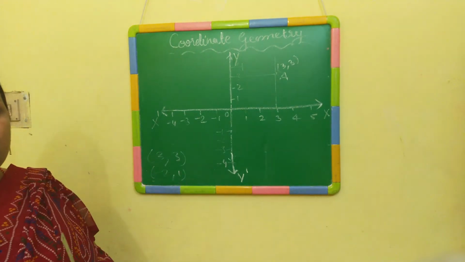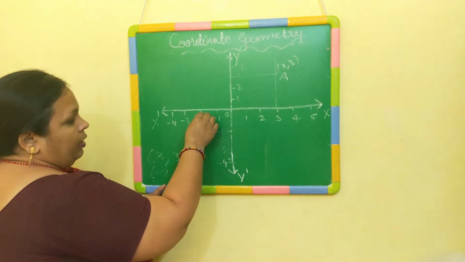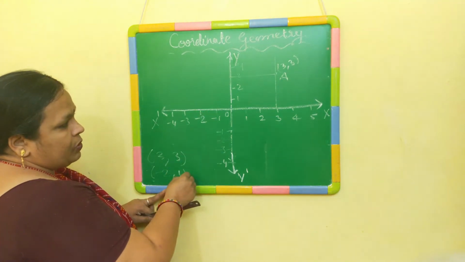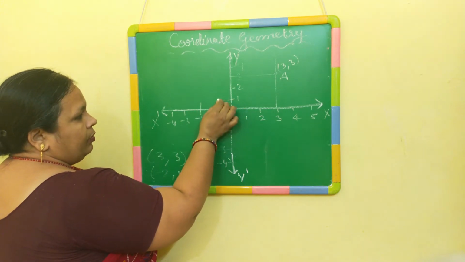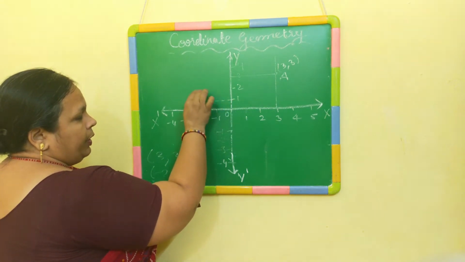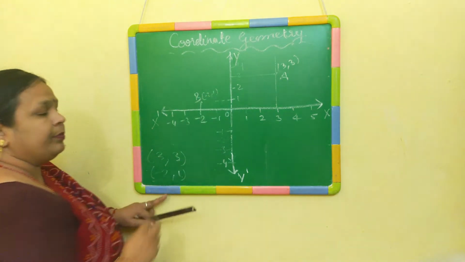What is minus 2 and 1? Minus 2 is on the x-axis, and 1, see, 1 has a positive value. So we will be taking this one in the second quadrant. So this is your ordered pair B. Now this B is minus 2 and 1.